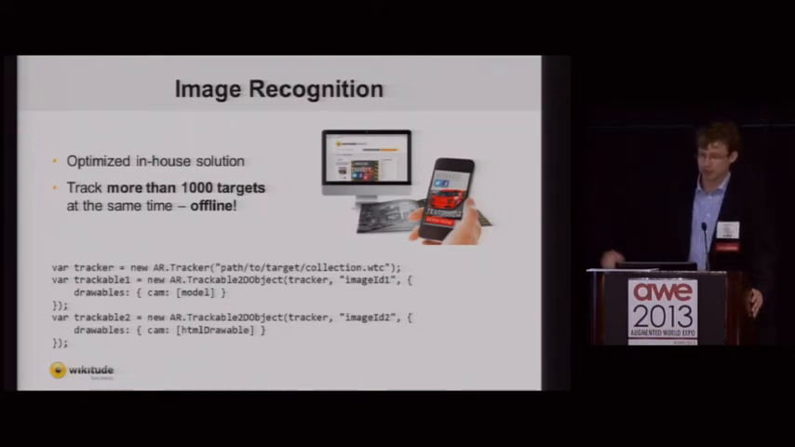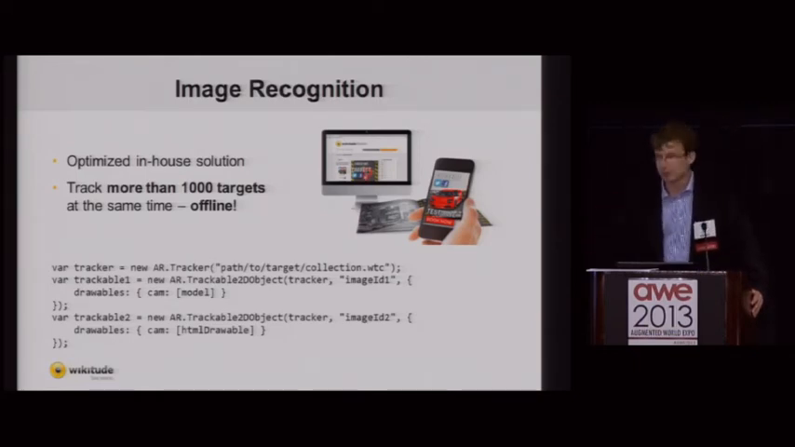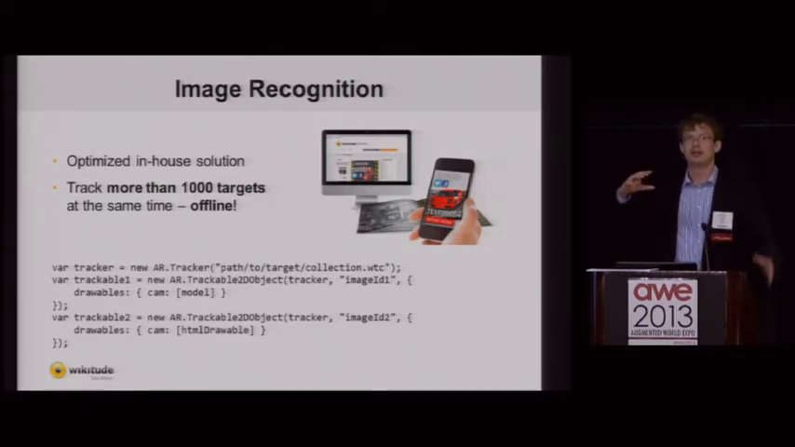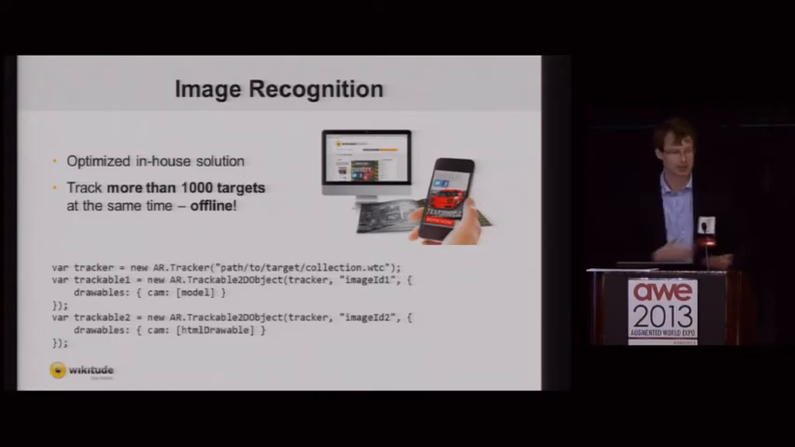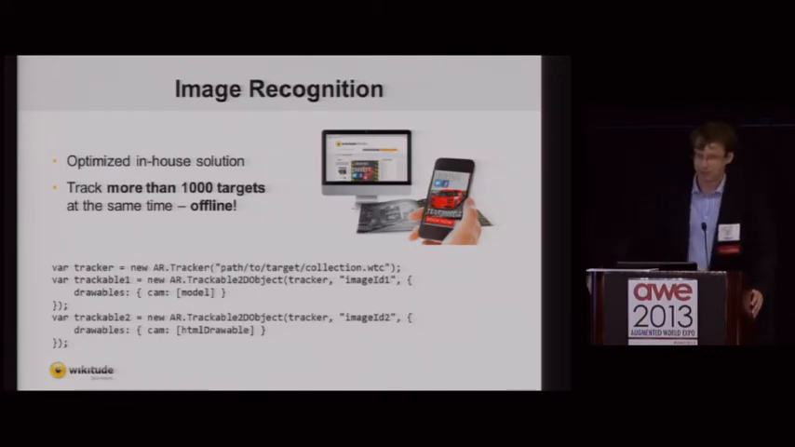In this target collection, you have all these images which are referenced by ID, which you actually want to track. So on a JavaScript level, you create the tracker, which references the path to your target collection. The very first line here, you create a new tracker, and you reference the Wikitude target collection. Within this tracker, you have multiple tracking targets that you actually want to track, the separate images that you've just uploaded, and they're all referenced via an ID.